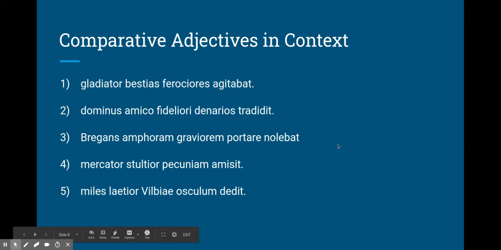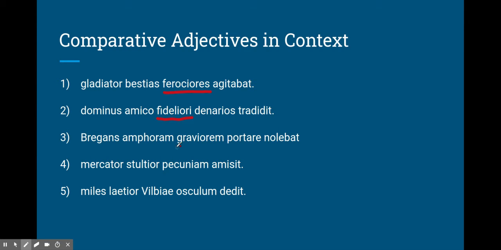These are some sentences with comparative adjectives in context. So in the first one, gladiator bestias ferociores agitabat. Ferociores is the comparative from ferox, which means fierce. So you might say the gladiator was urging on the rather fierce beasts. Number 2, dominus amico fedeliori denarios tradidit. The master handed over money to his rather faithful friend.